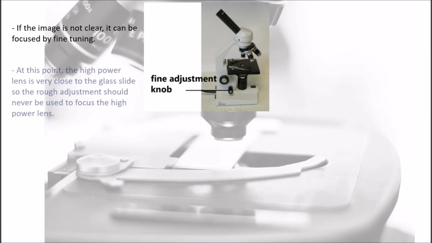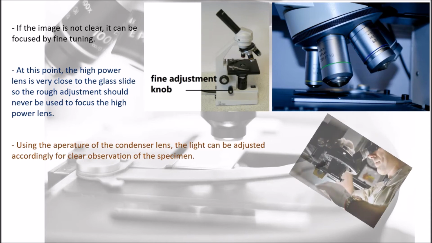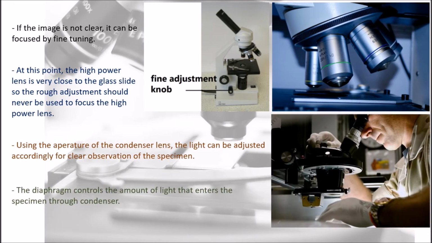At this point, the high power lens is very close to the glass slide, so the coarse adjustment knob should never be used to focus the high power lens. Using the aperture of the condenser lens, the light can be adjusted accordingly for clear observation of the specimen. The diaphragm controls the amount of light that enters the specimen through the condenser.